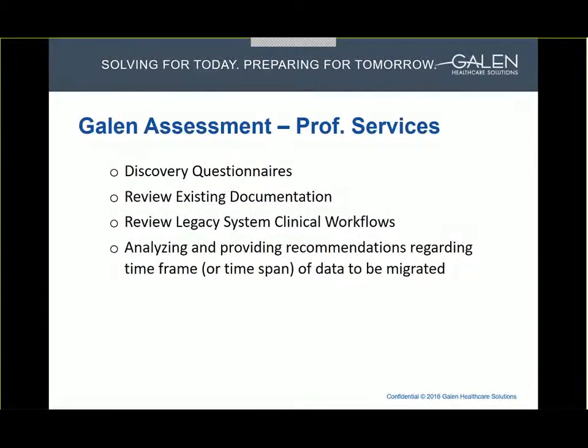Another aspect to the data migration assessment process is understanding and reviewing clinical workflows that are carried out in your legacy system. So understanding the documentation methods that are being used for various clinical elements. For example, if certain items are documented discretely in your legacy EHR versus being written on paper and then finally scanned into your EHR. So knowing what elements are documented in which ways helps the Galen team, again, define the scope and advise on the best methods for converting each of these clinical elements.